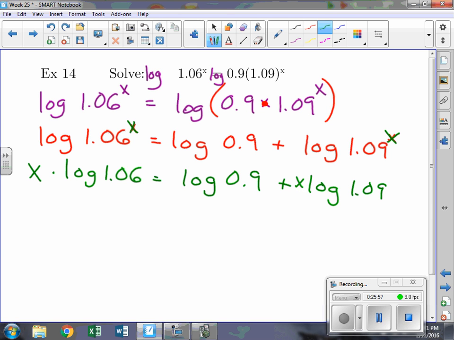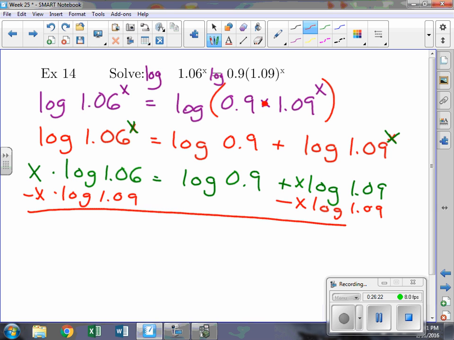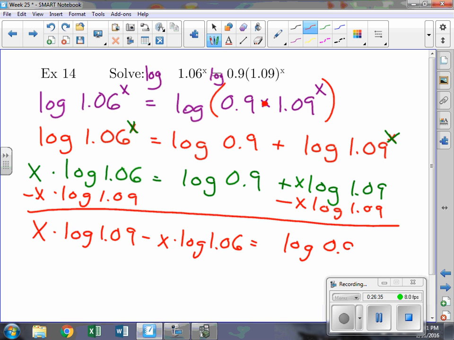Well, if we're going to go after x equals blob, we need to put all of our variables on one side of the equation, all the non-variables on the other. So I'm going to subtract off this piece from both sides. By subtracting it, we'd recognize that we have x times the log of 1.09 minus x times the log of 1.06 equals the logarithm of 0.9.